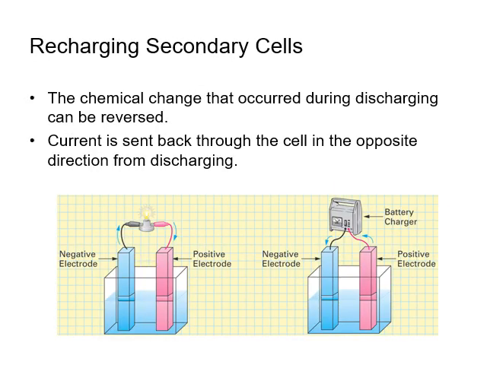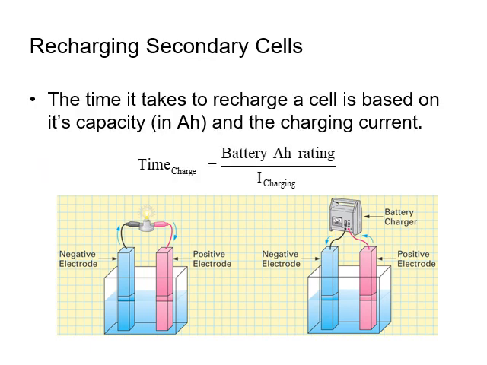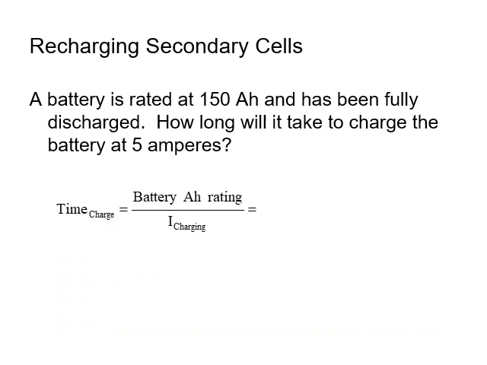So to recharge secondary batteries, depending on the type of battery, you can replace the acid. Another way of recharging the battery, again depending on the type, is that the chemical change can be reversed by sending current back through the cell in the opposite direction from discharging. Okay, so that's the way they recharge batteries. And the time it takes to recharge the cell is based on its capacity in amp hours. And again, the time is the battery capacity over the current that's being fed by the battery charger.